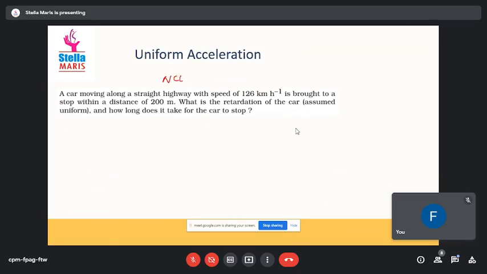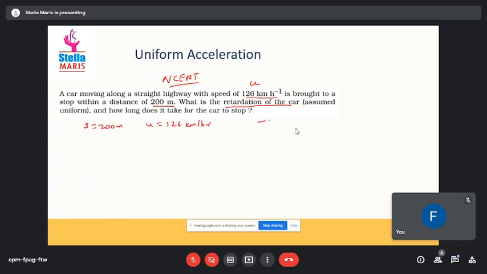This is an NCERT problem. So this is as simple as that. I'll tell you the idea, you can solve and tell me the answer. A car is moving in a straight highway with speed 126 km per hour. So this is U, initial velocity. It is brought to a stop within a distance of 200 meter. So distance is equal to 200 meter and initial velocity is equal to 126 km per hour. So what is the retardation of the car?